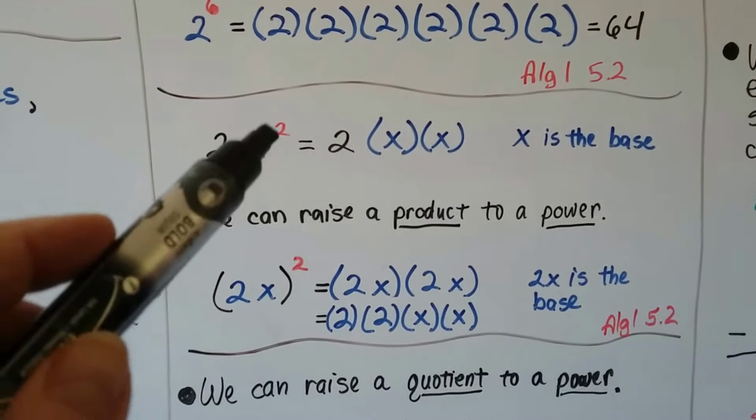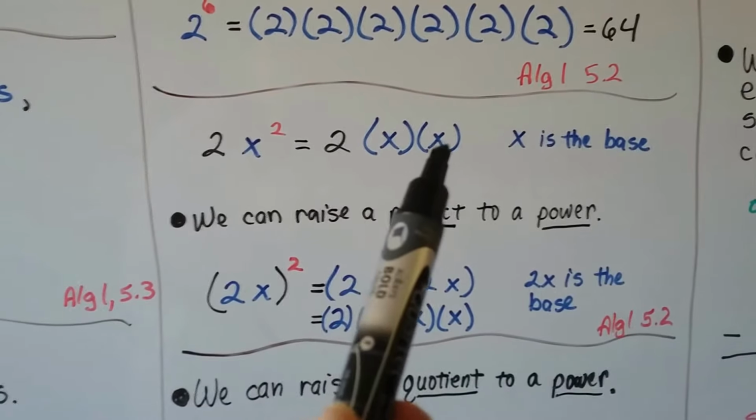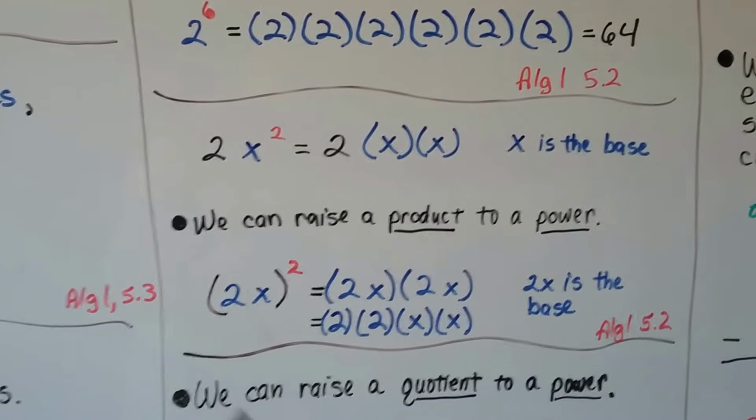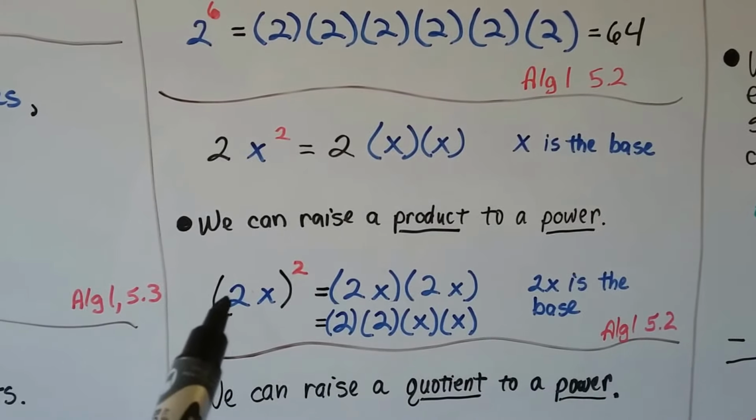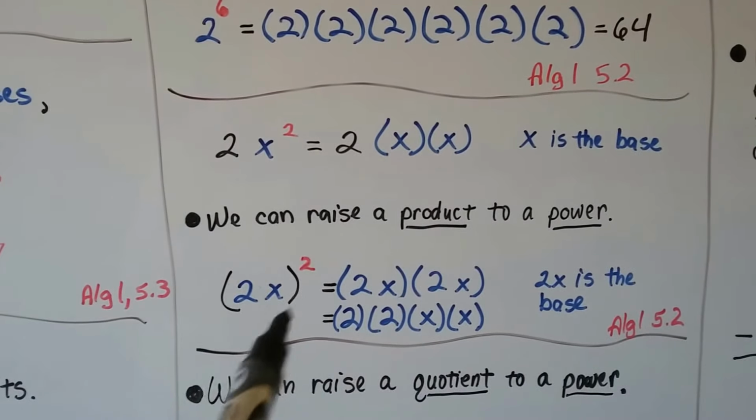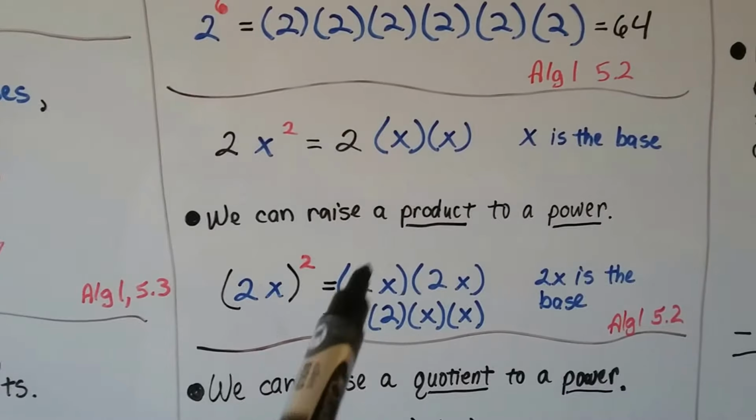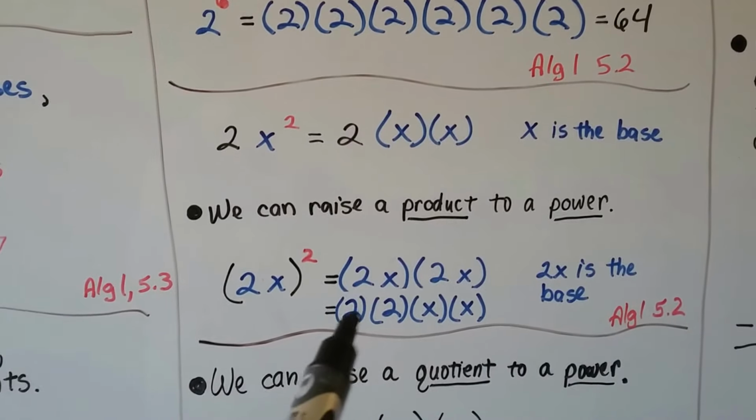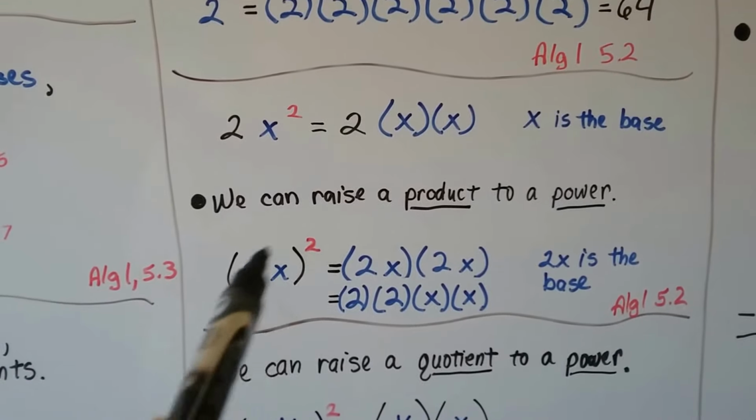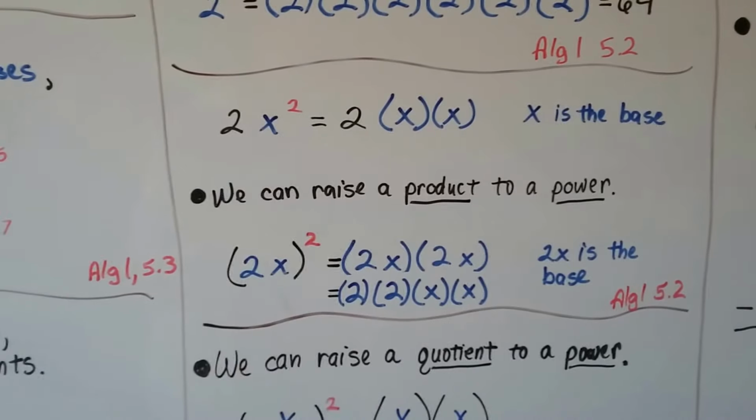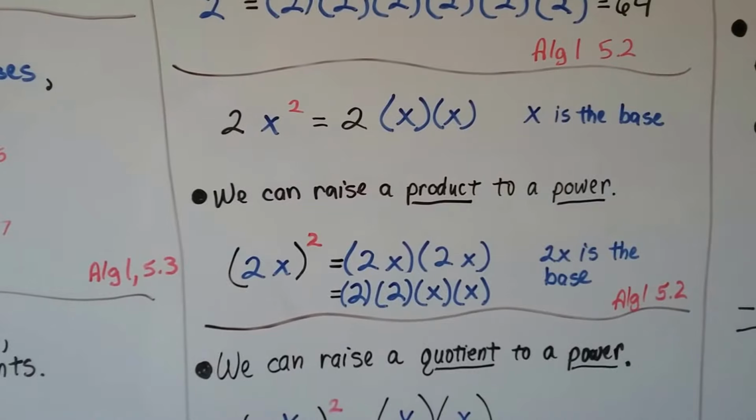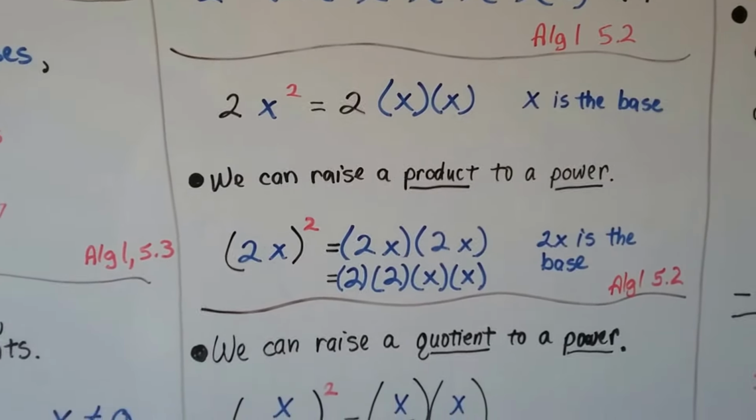If we have 2x squared, well, that means we have 2 times x, because the exponent is only affecting the x as the base. See? We can raise a product to a power. So if we have 2x squared on the outside of the parentheses like this, it's affecting everything that's on the inside of the parentheses. That means we have 2x times 2x. Now, instead of x being the base, 2x is the base. See? Everything inside the parentheses is affected by that exponent. It's all the same thing as 2 times 2 times x times x. We also talked about that in video 5.2, all right?